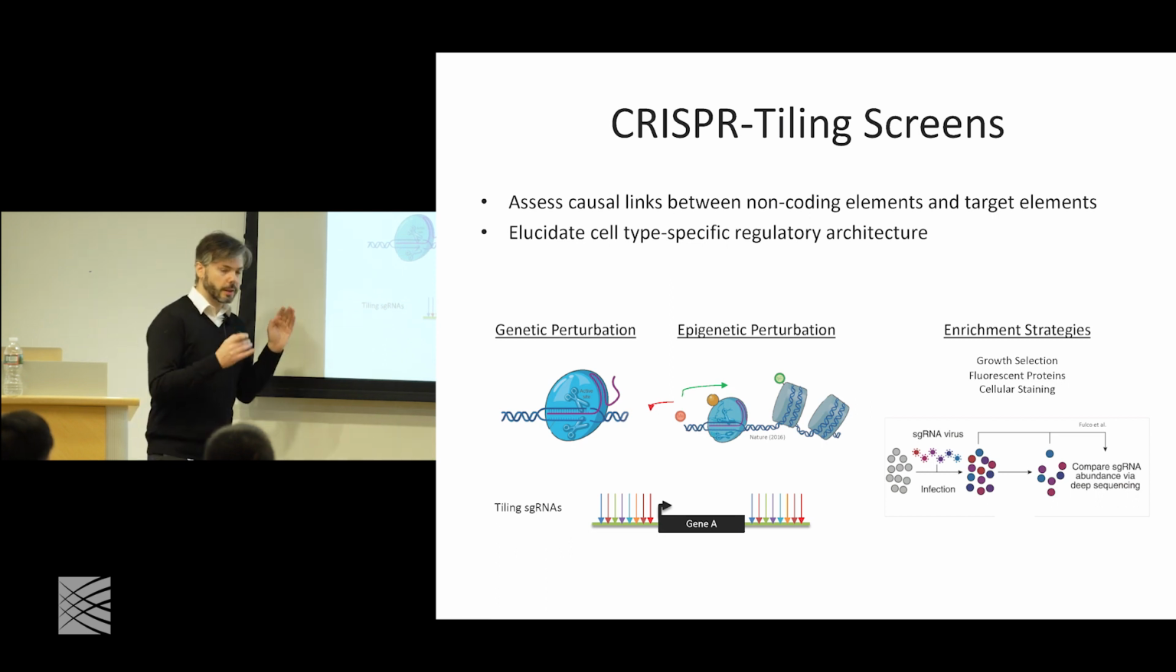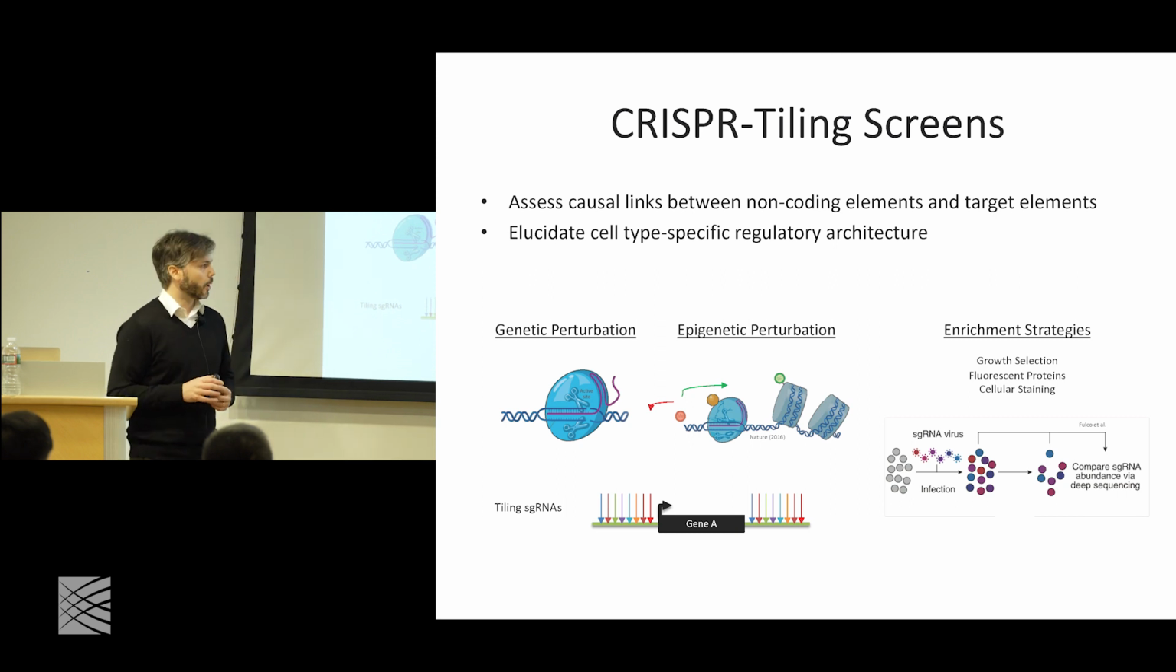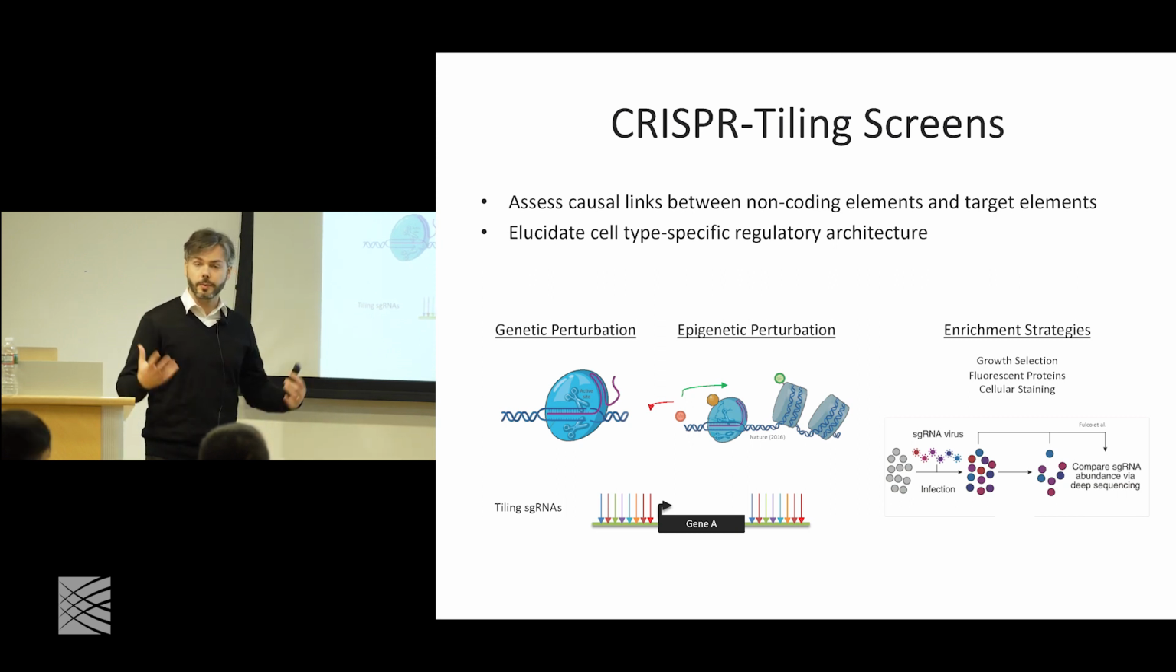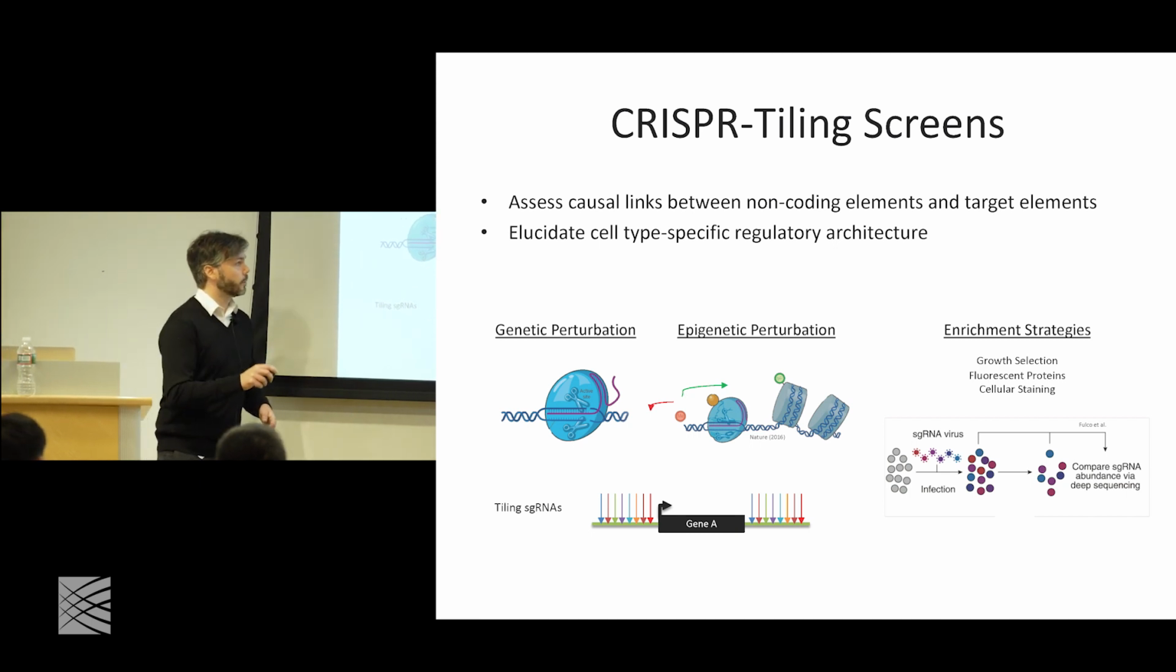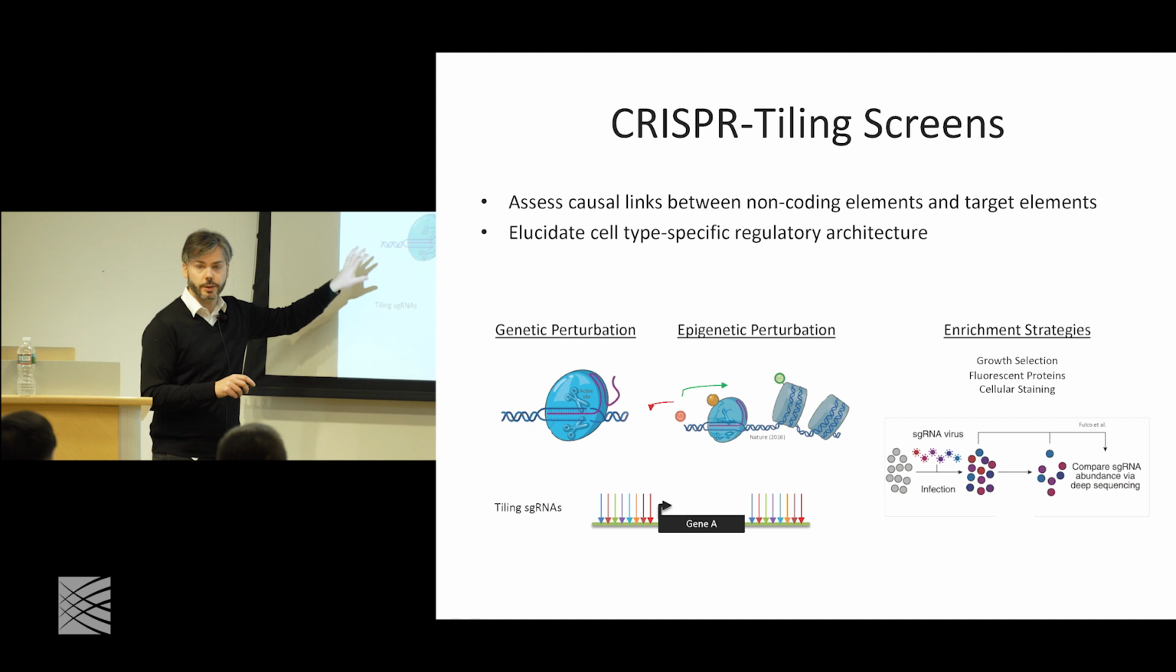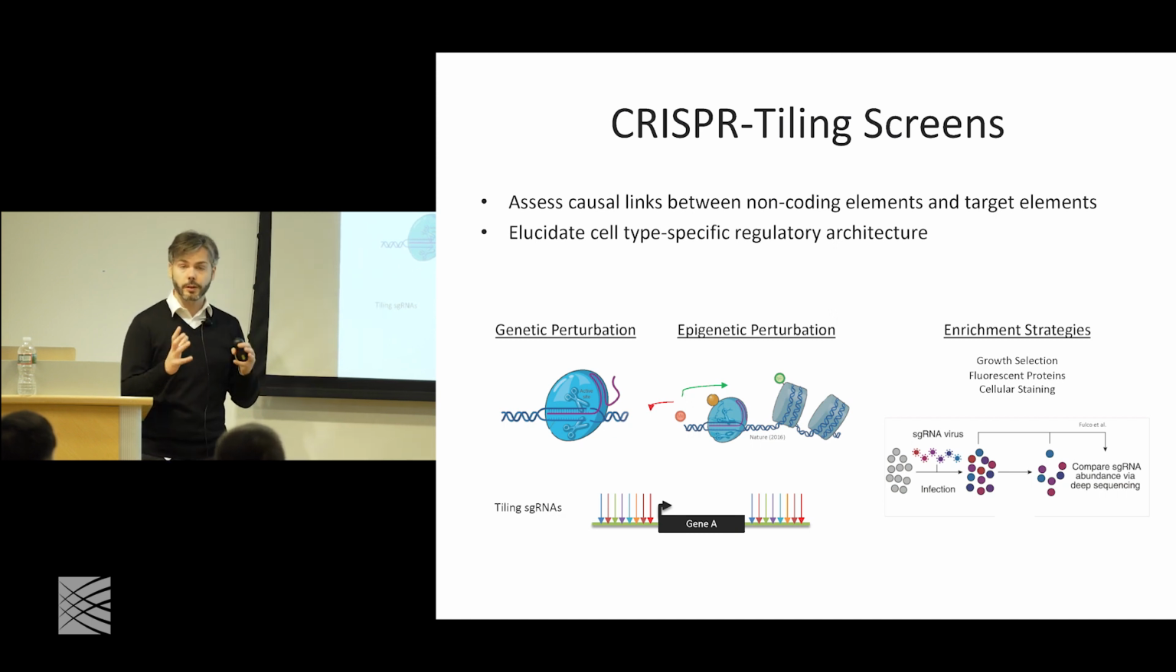So now I want to explain the basic steps that you would follow to generate the data, so you're familiar with the data that we analyze. The first thing you need to do is decide what kind of genetic or epigenetic perturbation you want to use. For genetic perturbation, you will introduce indels in the genome. For epigenetic perturbation, you will modify the chromatin.